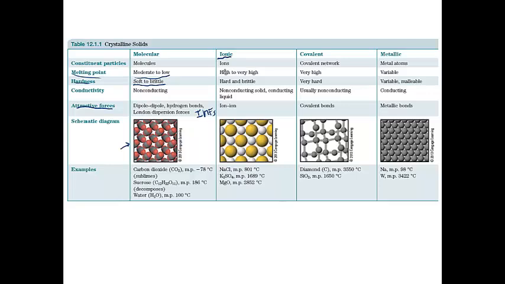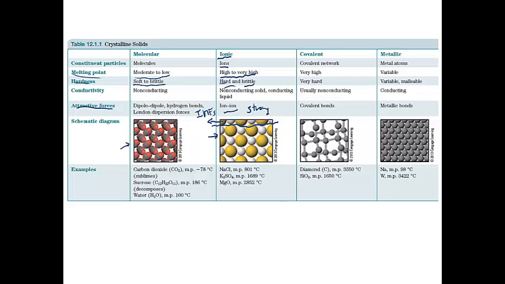Ionic solids are held together by ion-ion forces, and those are strong. Because those are strong, they tend to have high to very high melting points. They're very hard, but they can be brittle, and the reason they can be brittle is that you can shear across a plane here and move that plane in that direction and that plane in that direction, and so you can cleave ionic solids relatively well, even though they're very hard.